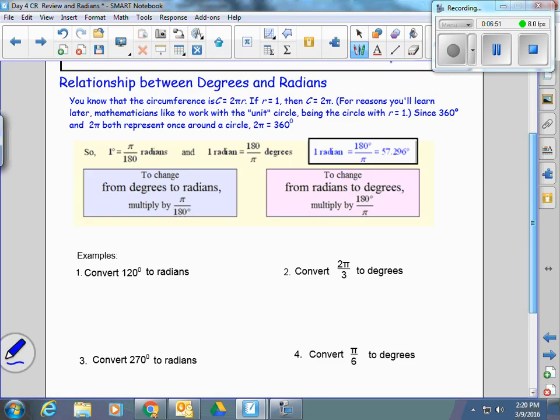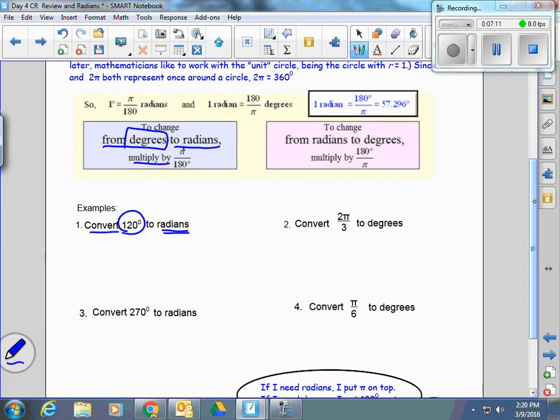All right, so here's what I want to make sure you understand. If we go from degrees to radians, my first problem is they want me to convert 120 degrees to radians. All you have to do is multiply by pi over 180. That's all I want you to fully understand. So right here, this is 120, and we're going to multiply that by pi over 180.